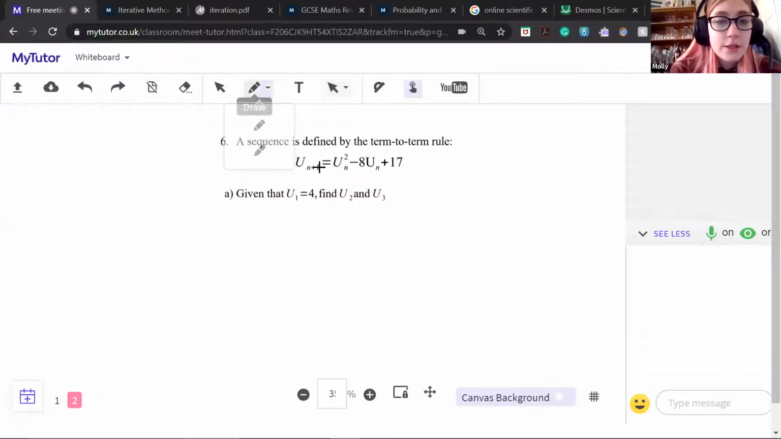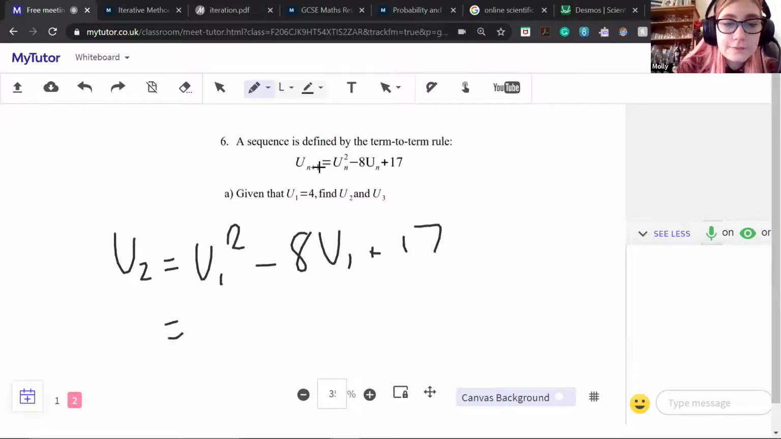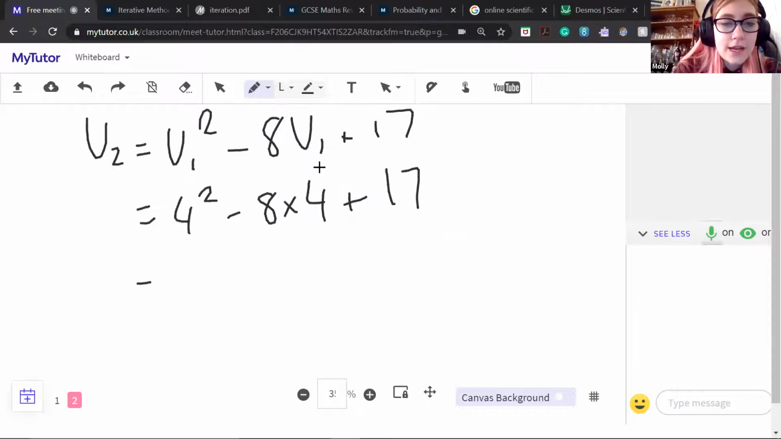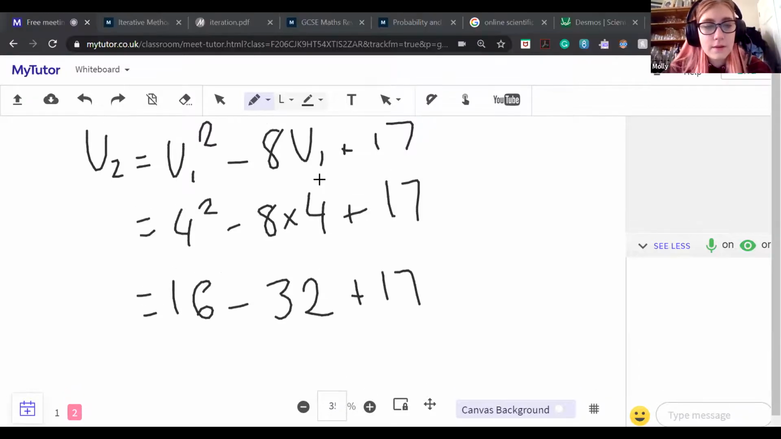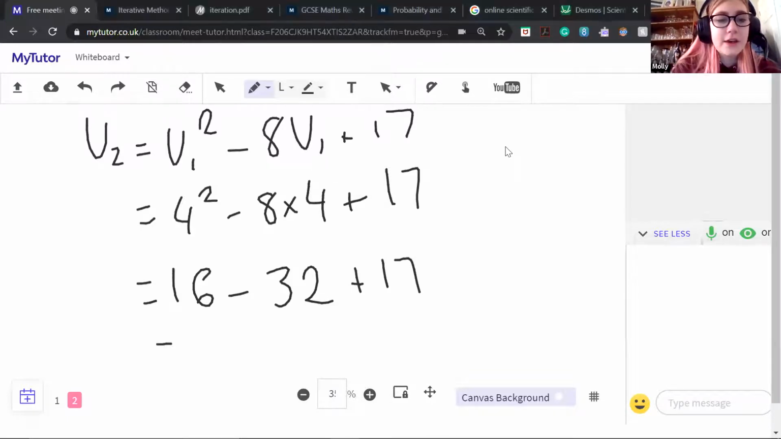So u2. What we write out is u2 equals, well, we can even write it like this, u1 squared minus 8u1 plus 17, and plug that in. 4 squared minus 8 times 4 plus 17, which we can then work out. So that's 16 minus 32 plus 17. One. So the first term is 4, the next term is 1.